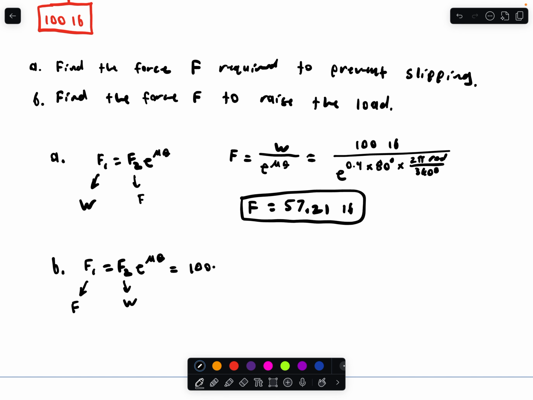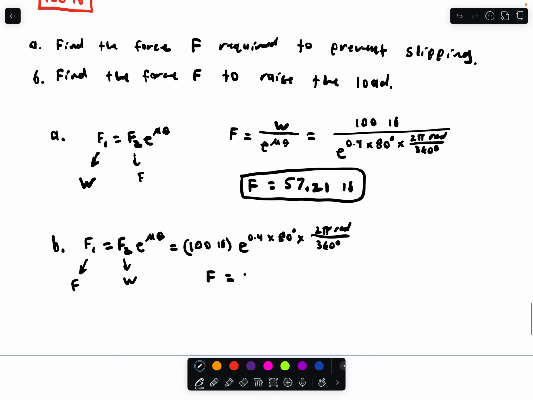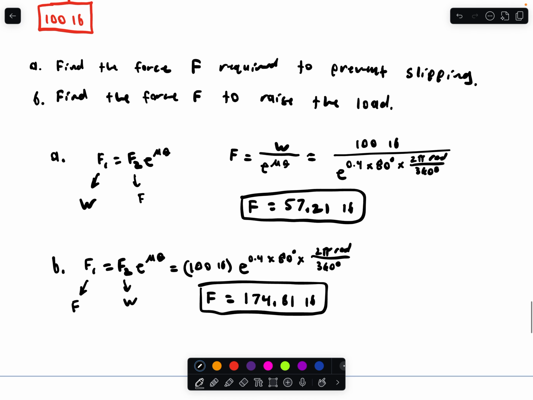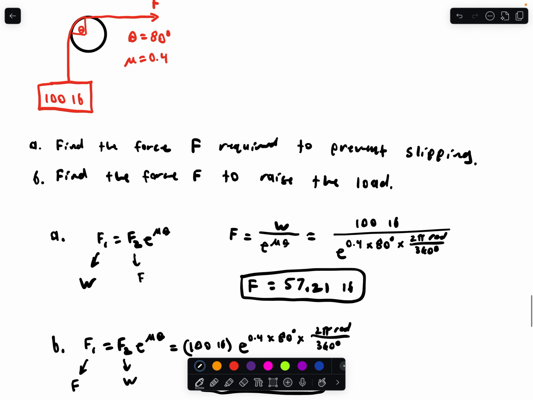So 100 pounds times e to the 0.4 times 80 degrees times 2 pi radians per 360 degrees. So our F is going to be 174.81 pounds, which again as a spot check is more than 100, which is exactly what we would have expected.